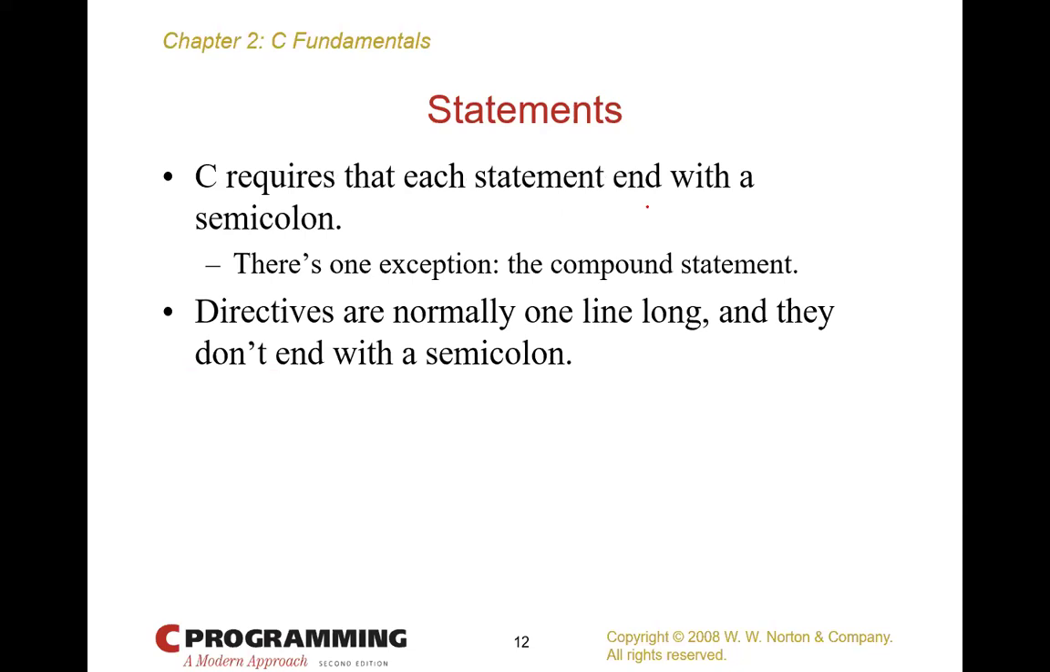C requires that each statement end with a semicolon. Again, observe, a statement is not a directive. A directive does not end with a semicolon. A directive just stays one line at a time. So, other than directives, C expects that normal statements, with an exception, we'll show the exception now, must end with a semicolon, except for what we call the compound statements.